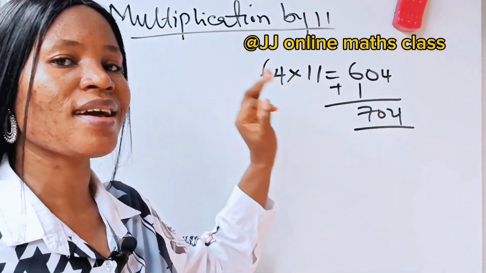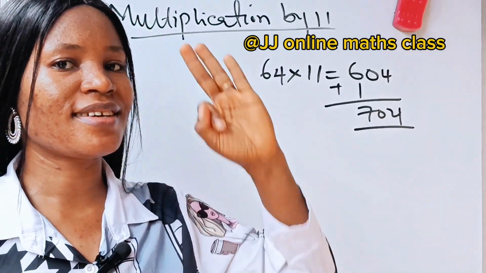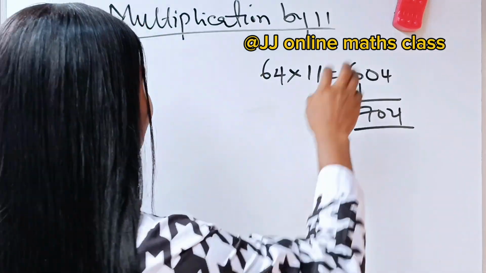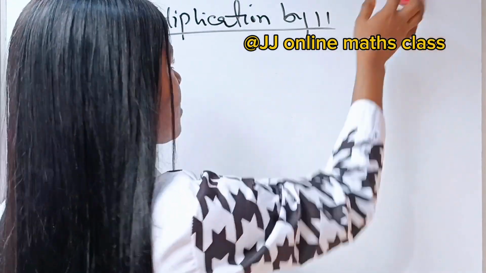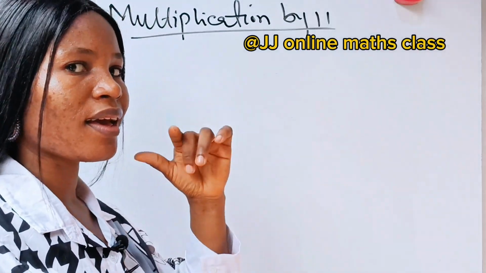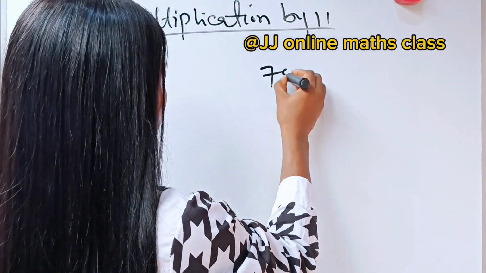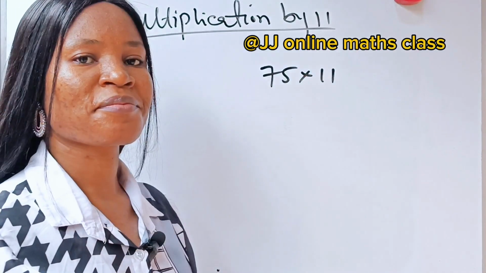That's the solution. Now let's get to 3-digit numbers. But before that, I would like you to solve this for me. In your mind, can you solve 75 times 11?